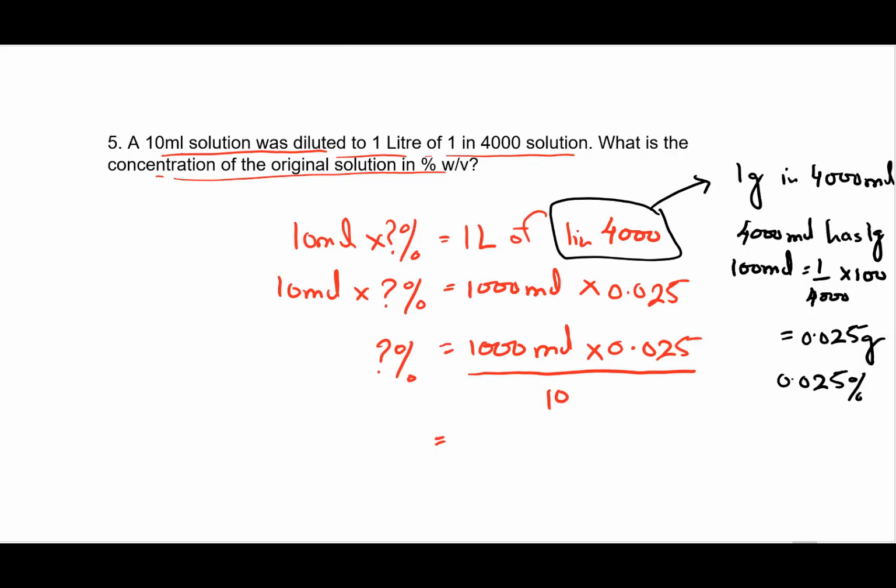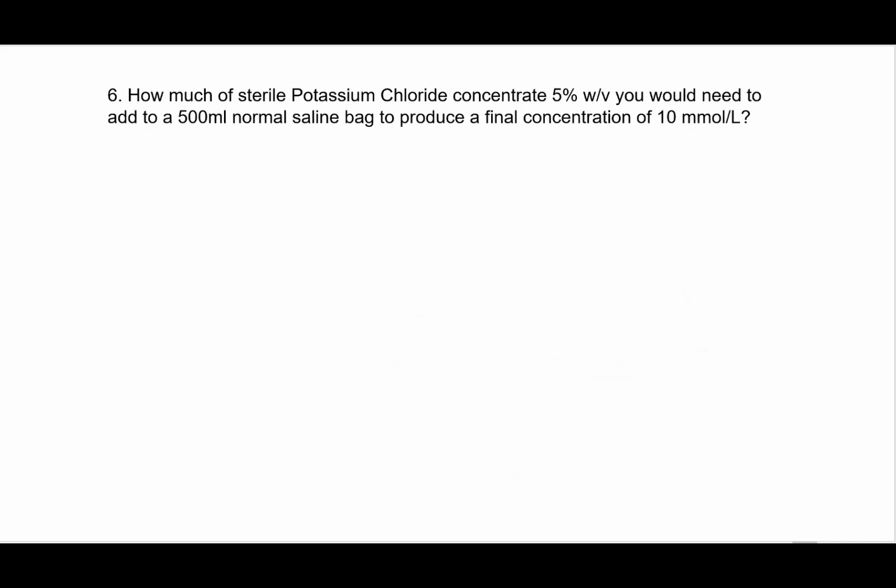So that will give me 2.5%. And that's the answer. Moving on to question number 6, we have how much of a sterile potassium chloride concentrate, 5% weight by volume, you would need to add to 500 mils of the bag to produce 10 millimoles of the solution.